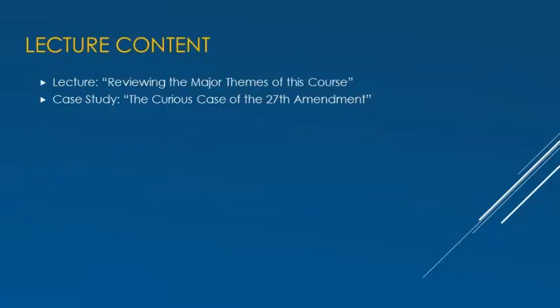This week you will be reading one lecture and one case study. Lecture, reviewing the major themes of this course. This lecture provides a broad overview of the major themes and concepts we have learned in this course to help you study for your final examination. Case study, the curious case of the 27th Amendment. This case study presents the very unique story of how a college student like you caused the 27th Amendment to become the law of the land.